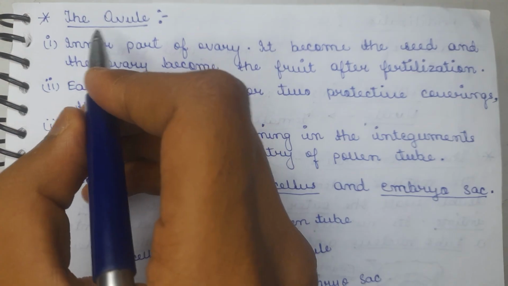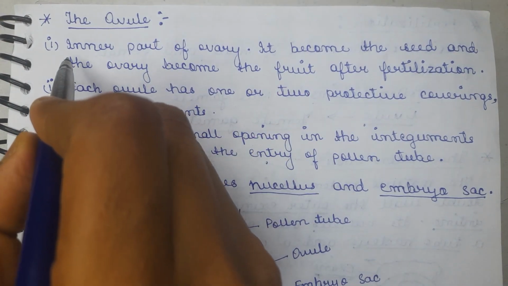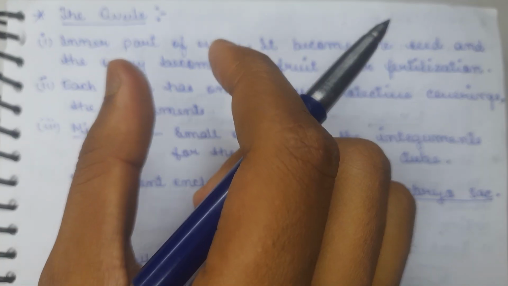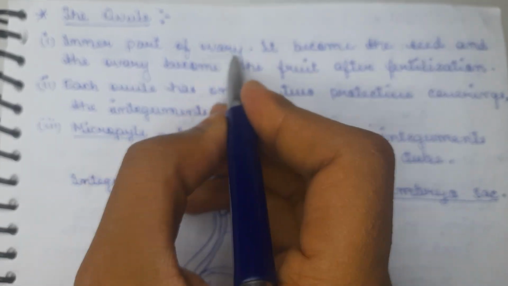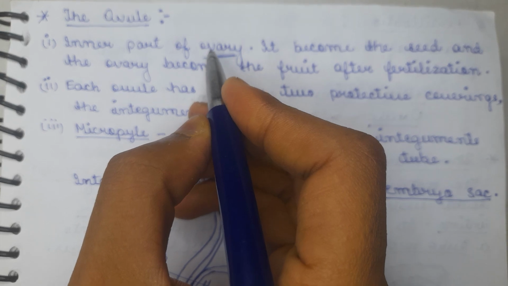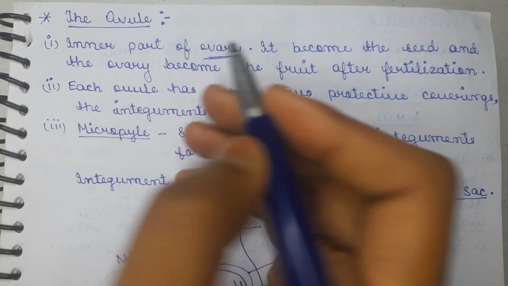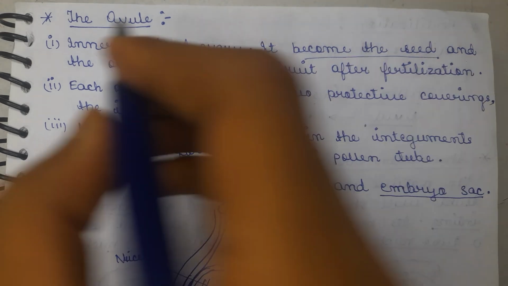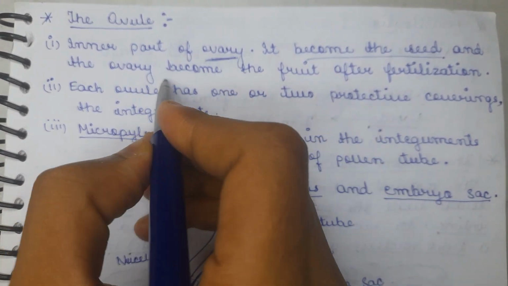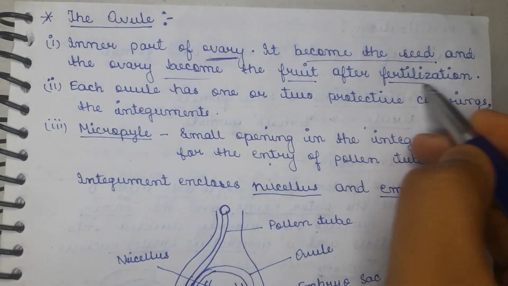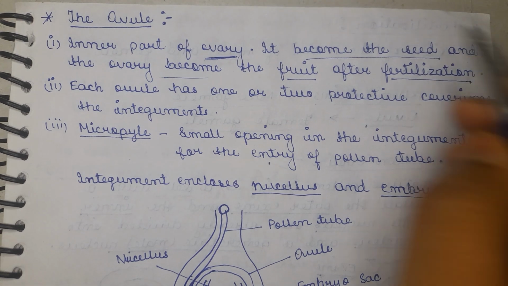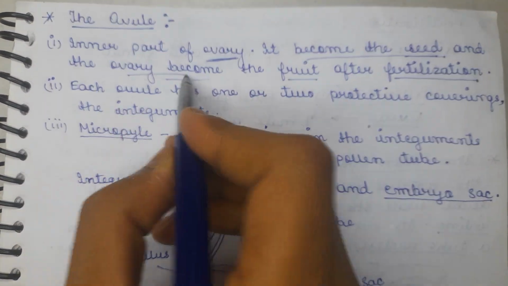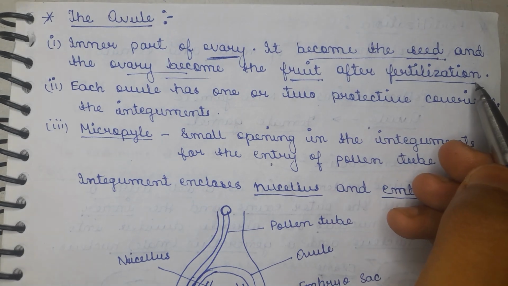The first point says that the ovule is basically the inner part of an ovary. The ovary is a bag-like structure, and inside this bag it contains the ovule. Now the ovule becomes the seed, and the ovary, this bag-like structure, becomes the fruit after the process of fertilization. So we have to remember that the ovule becomes the seed and the ovary becomes the fruit after fertilization.